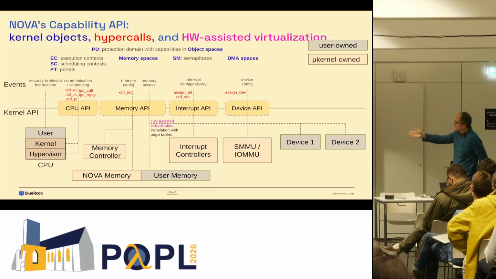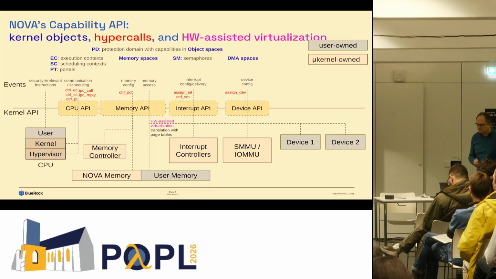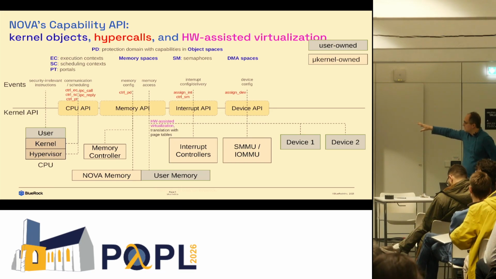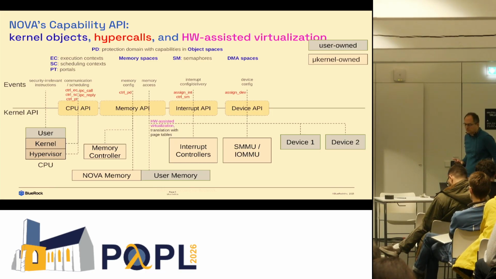You've got an API to the CPU that provides things like threads. You've got APIs to memory that allow you to control page tables, APIs to interrupts and devices. Okay, and we've done work that gives us a specification for verifying Nova, which is written in C++, and doing verification of those applications on top of it, which are also written in C++.